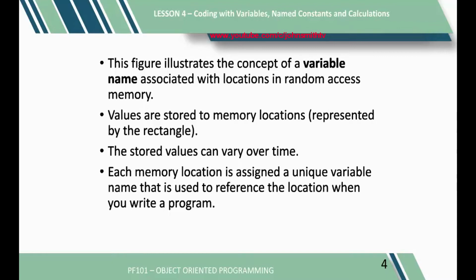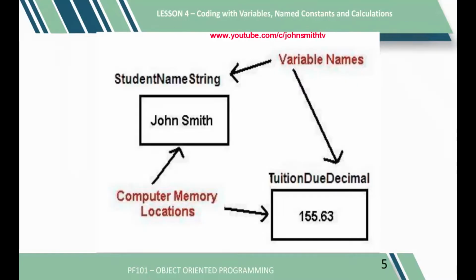Each memory location is assigned a unique variable name that is used to reference the location when you write a program. Constants are similar to variables in that constants are also values that are stored to memory locations. Variables can change values during program execution, but constants cannot change value during program execution.